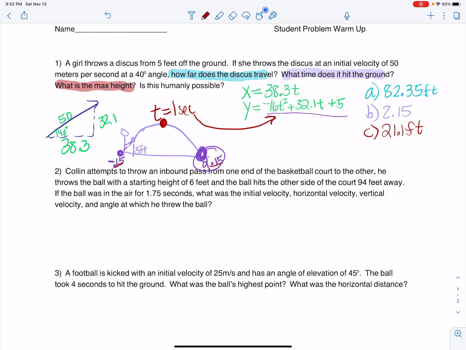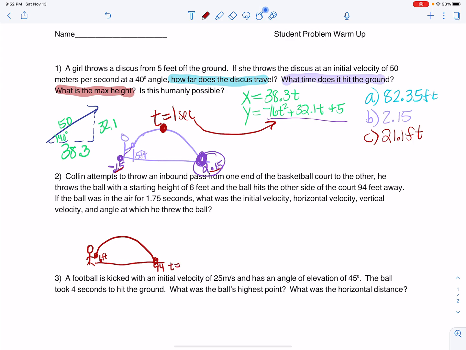So again, that's what's happening in the real world. He's throwing the ball with a starting height of 6 feet. So this is 6 feet high. The other side of the court is 94 feet away, and it's in the air for 1.75 seconds. It says, what is the initial velocity? Okay, if you look at this, we know nothing about this triangle.